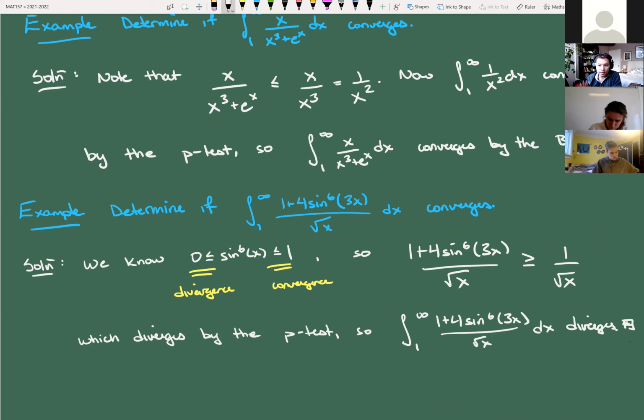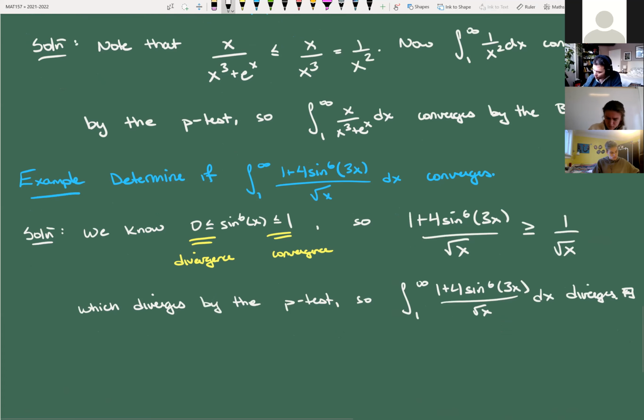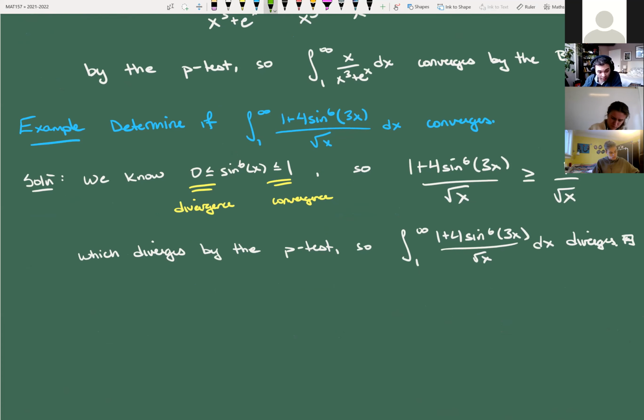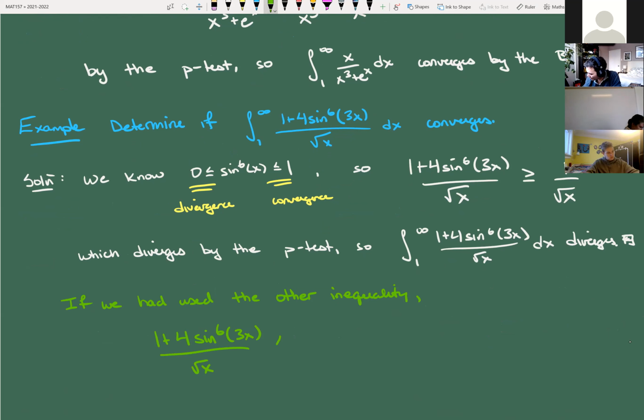And keep in mind, you have to be careful about the inequality that you use. If we had used the other one, maybe this is worth pointing out right now. If we'd used the other inequality, what would we have gotten? We'd have gotten 1 plus 4 sine to the 6, 3x over root x is less than or equal to 5 over root x, right? But this is useless for the basic comparison test because the thing on the right diverges.